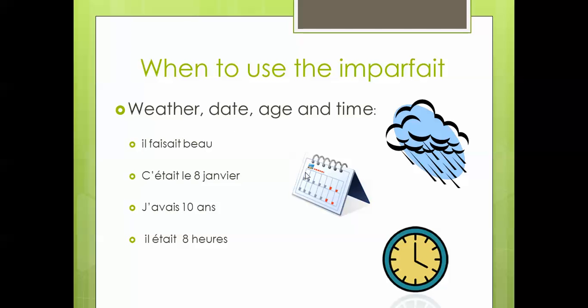Okay, now let's talk about when we use it. Okay, please take notes on this also. 100% of the time, weather, date, age, and time are always, always, always in the imparfait. That's because you're usually describing things, or you're setting up the background for other actions that take place in the past. Il faisait beau, it was nice out. C'était le 8 janvier, it was January 8th. J'avais 10 ans, I was 10 years old. Il était 8 heures, it was 8 o'clock.